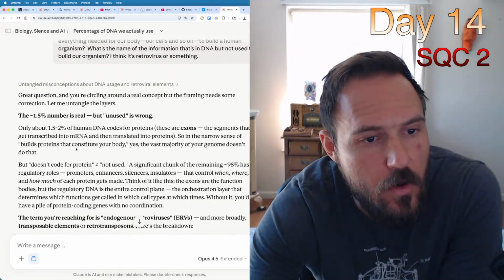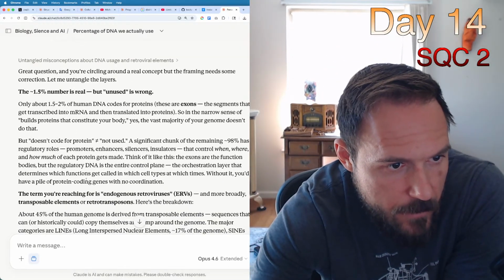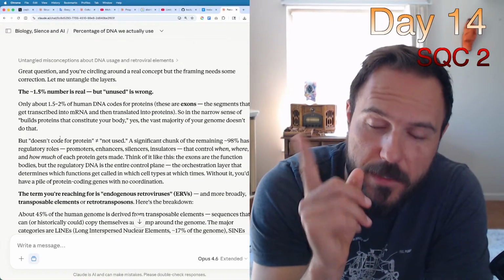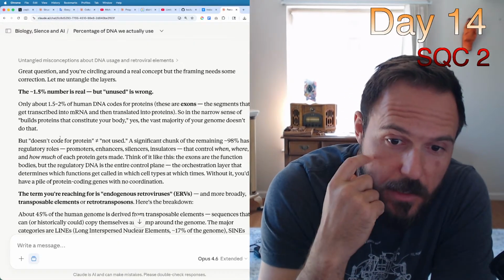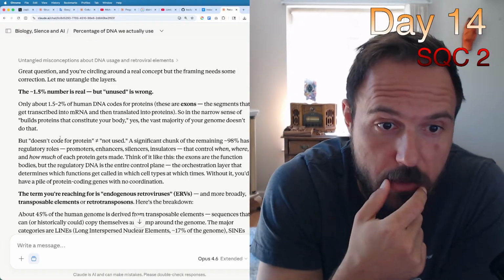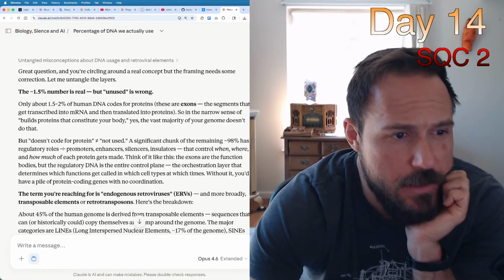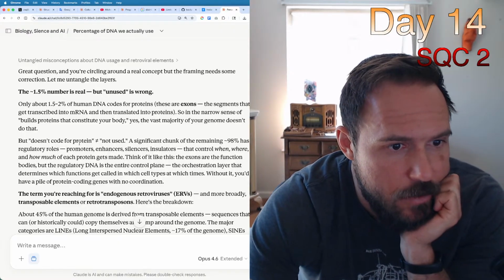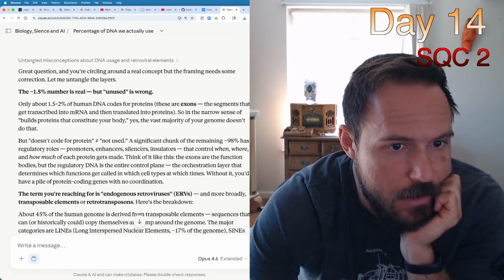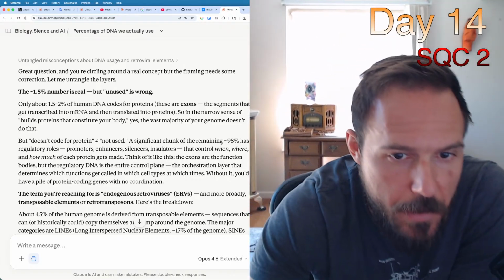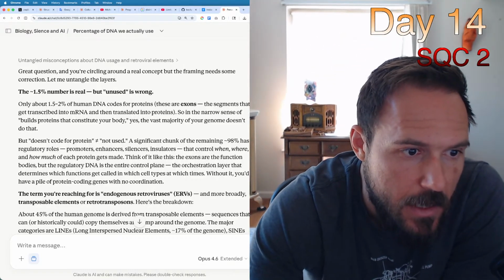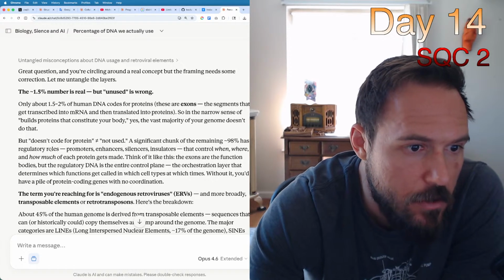Oh, so it's only for the proteins. Interesting. But the second part was the xenobots, for sure. Xenobots was a very interesting experiment. So let's correct this one. But not coding for protein doesn't equal not used. A significant chunk of the remaining 98% has regulatory roles.